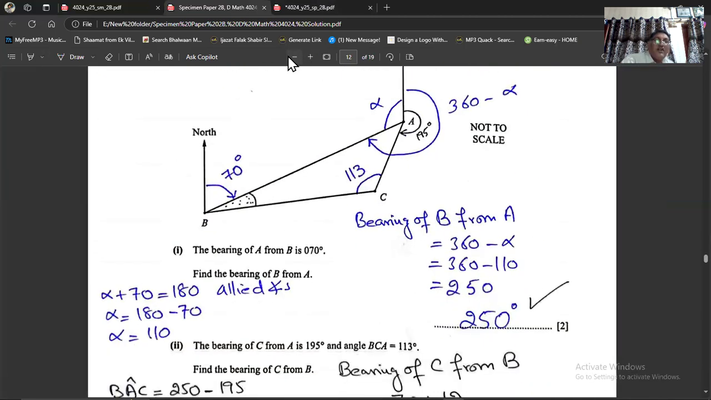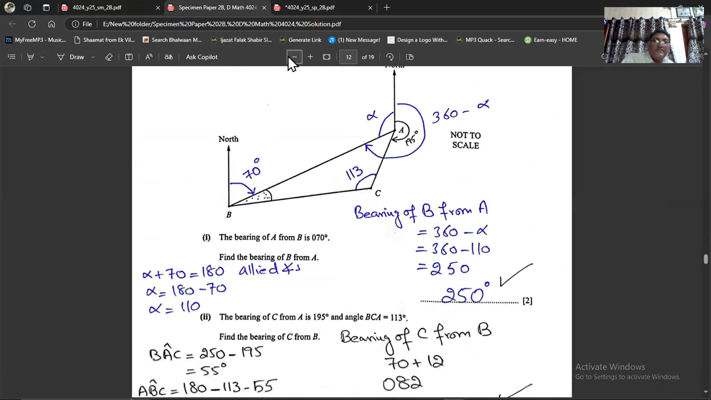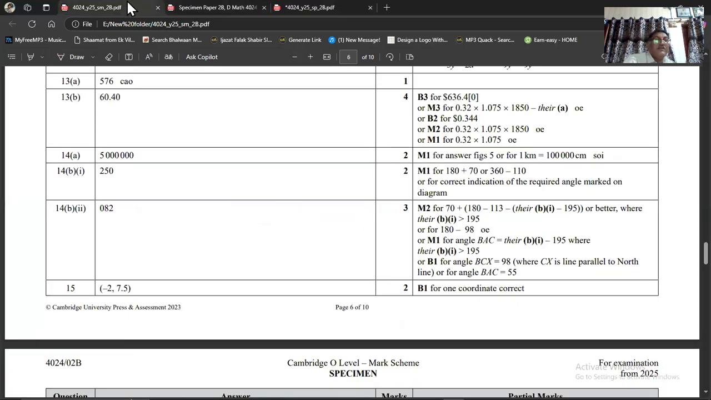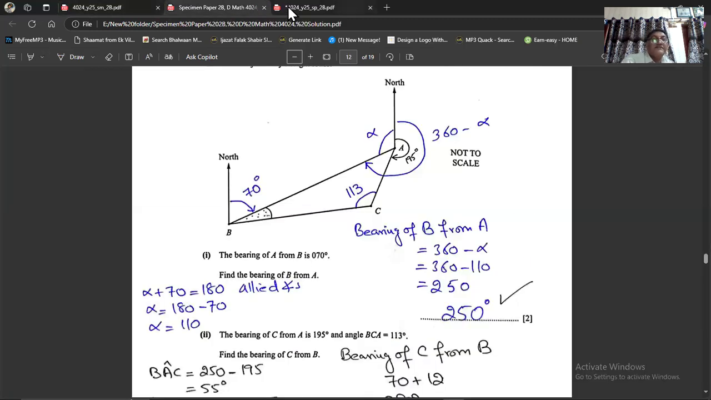So first of all, I am going to find out this alpha plus 70 will be equal to 180. The reason is they are allied angles of the parallel lines. So alpha will be equal to 180 minus 70, that is alpha will be equal to 110. So the bearing of B from A will be 360 minus alpha, that is 360 minus 110, that will be 250. So 250 is the answer, sir. 250 is the right answer.